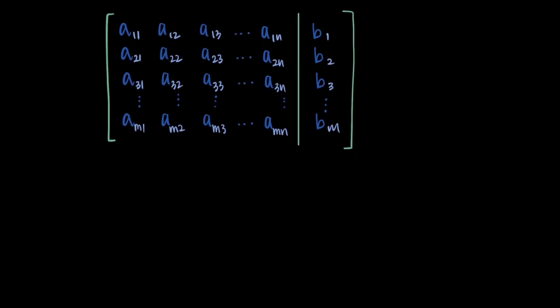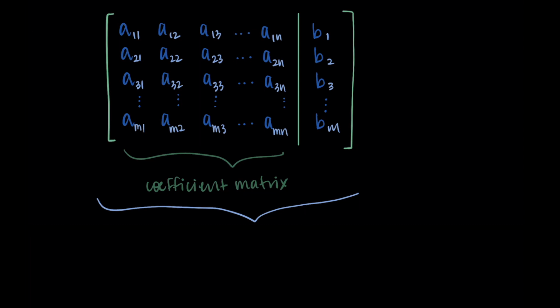Because the matrix with all of the a's contains the coefficients, we call this the coefficient matrix. And then when we have that vertical line with the additional part added on, we call this the augmented matrix because we basically added something to the coefficient matrix.